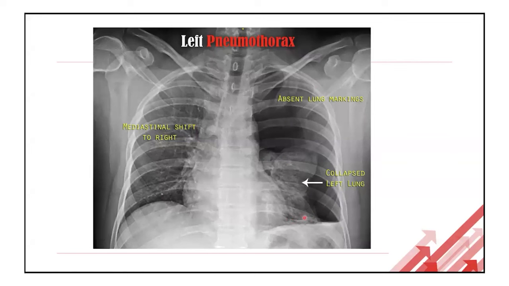And again, this is a very good image because it also has arrows labeling everything. So that's the collapsed left lung. And the black area around it is the pneumothorax. Okay, so this is likely to be a large pneumothorax. So for those of us who have done chest X-rays, will we always see a pneumothorax this large?